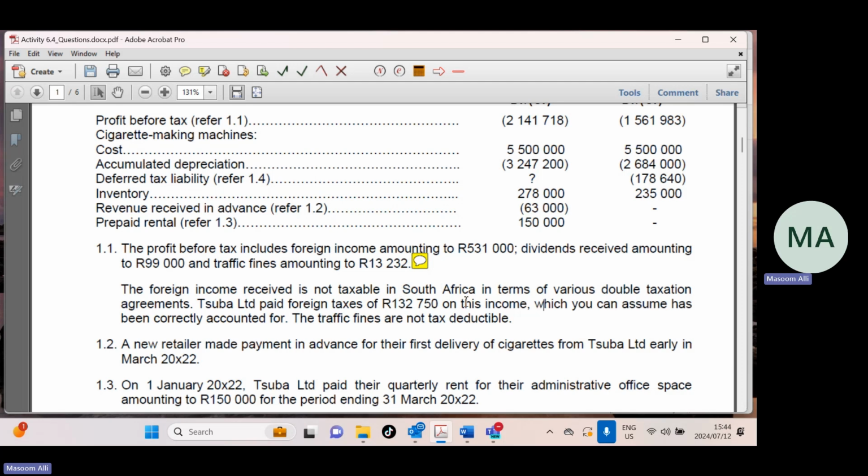It's already given in the information, substantiating that the foreign income received is not taxable in South Africa in terms of various double taxation agreements. Super Limited paid foreign taxes of 132,750 on this income, which you can assume has been correctly accounted for. Dividends are not taxable, and the traffic fines are not tax deductible. So we already know how this is going to look in terms of calculations: the income tax expense calculation, or rather the current tax expense, which forms part of that.